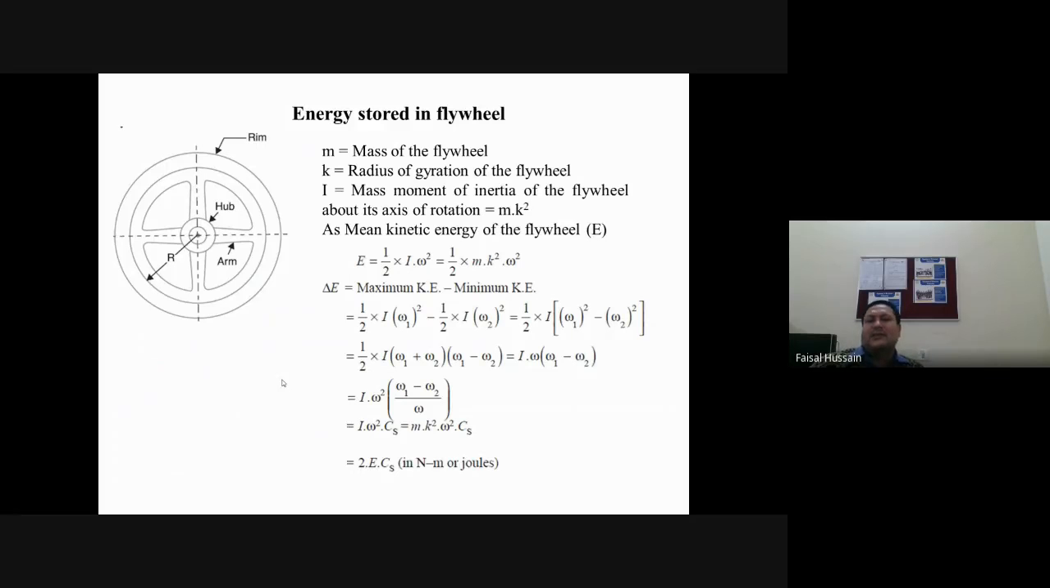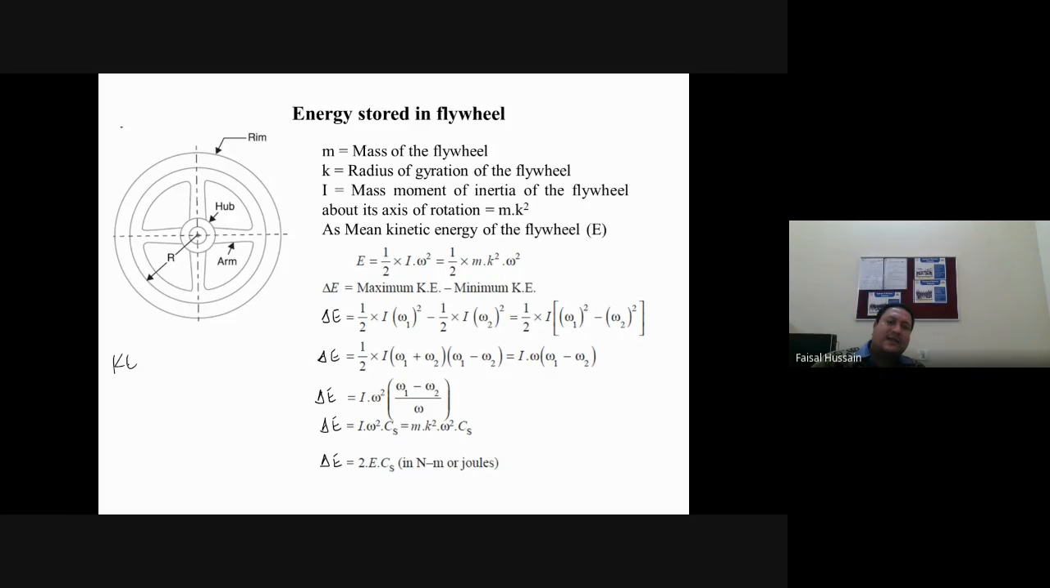Now energy stored in the flywheel. Here this is a very important expression, and generally in a flywheel this expression is used. So now this is the flywheel having hub, rim, arm, radius r. Let m be the mass of the flywheel, k be the radius of gyration of the flywheel, and I be the mass moment of inertia of the flywheel. Now, what is the kinetic energy of the flywheel?